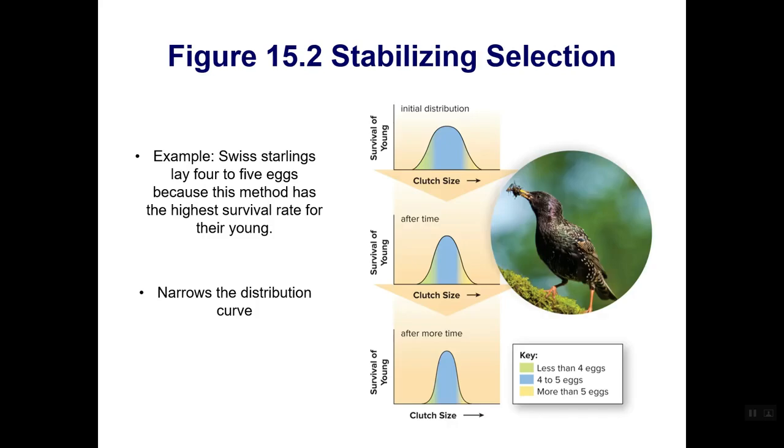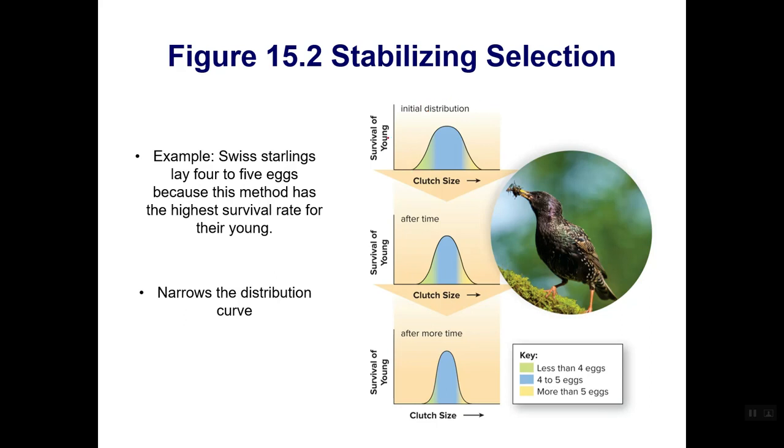So let's look at some examples. Here is a bird. These are called Swiss starlings. They lay around 4 or 5 eggs because this number has the highest survival rate for their young. If their clutch size is smaller or larger than 4 to 5 eggs, then those offspring tend to not do well, and the parents don't survive and continue to reproduce as frequently as those that only have 4 to 5 eggs. Okay, so what you'll see here is our initial distribution.